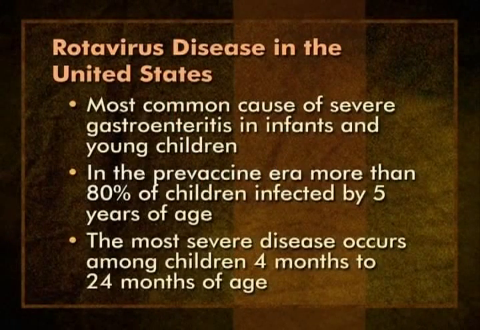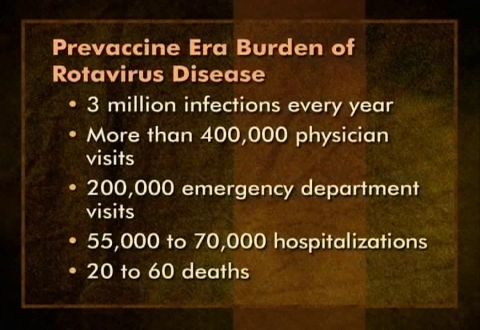Rotavirus is the most common cause of severe gastroenteritis in infants and young children in the U.S. In the pre-vaccine era, rotavirus infection was nearly universal, with more than 80% of children infected by 5 years of age. Infection can occur at any age, but the most severe disease occurs among children 4 months to 24 months of age.